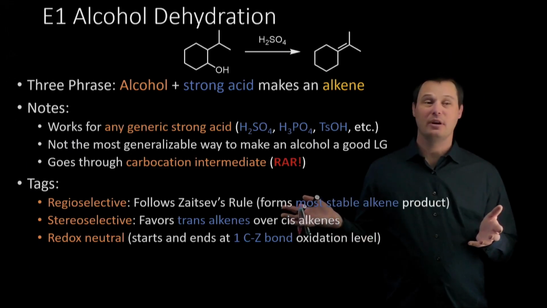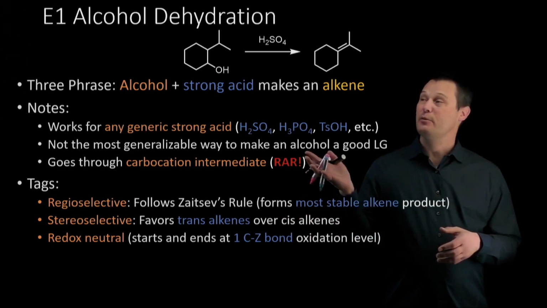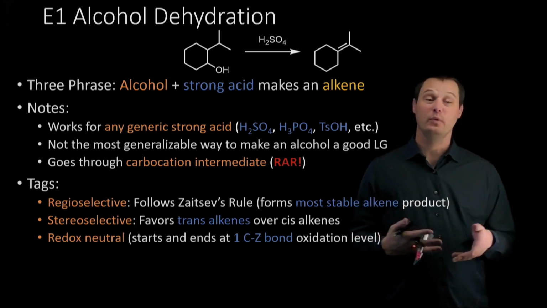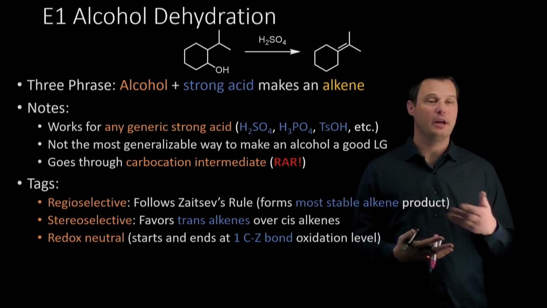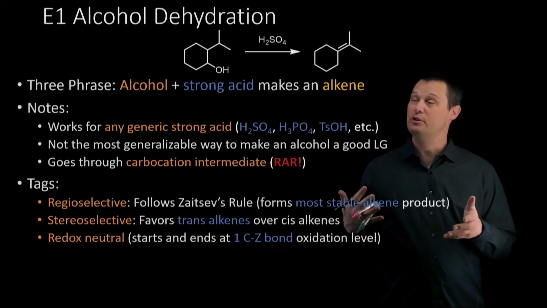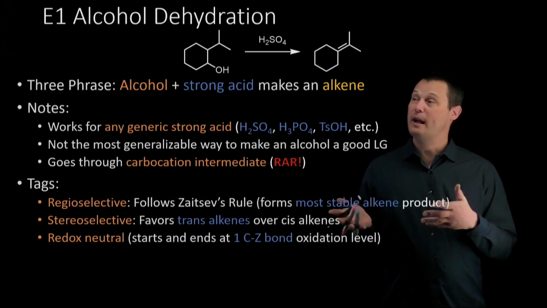This is the reaction card for our E1 alcohol dehydration. The three-phrase sentence for this reaction: an alcohol reacts with a strong acid to form an alkene. We need to know that three-phrase sentence and all possible combinations. An alcohol reacts with a strong acid to form an alkene. A strong acid turns an alcohol into an alkene, and an alkene is made when an alcohol reacts with a strong acid.